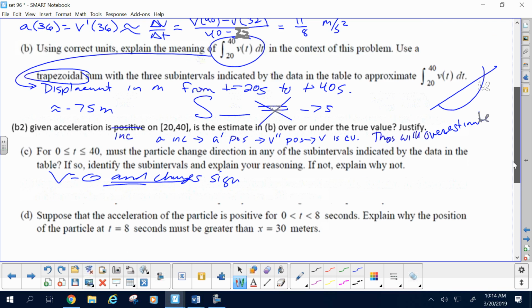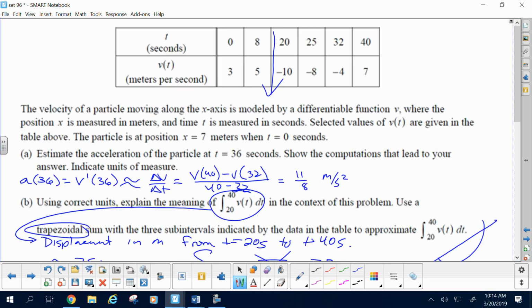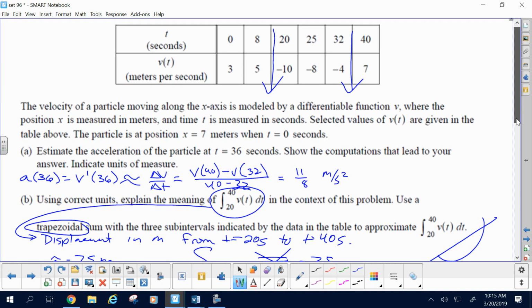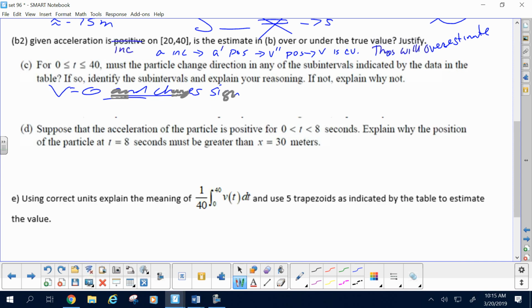Now let's go by IVT. Wouldn't you agree there's got to be a time between time 8 and time 20 because v changed sign, and a time in here. Now there could be more, so don't say it happens twice. It should be at least twice. Not exactly twice, I don't know that. So it should be something like at least twice, and whatever the time frames are.